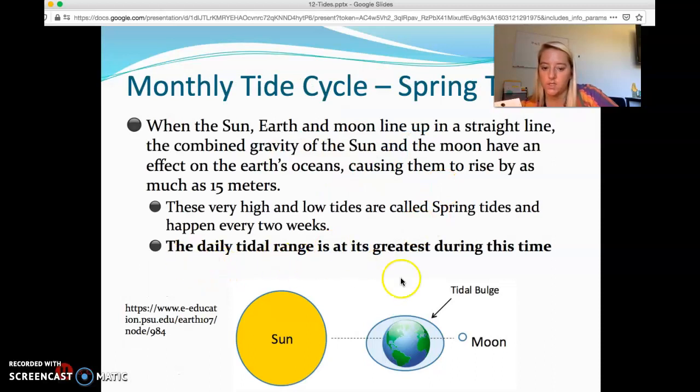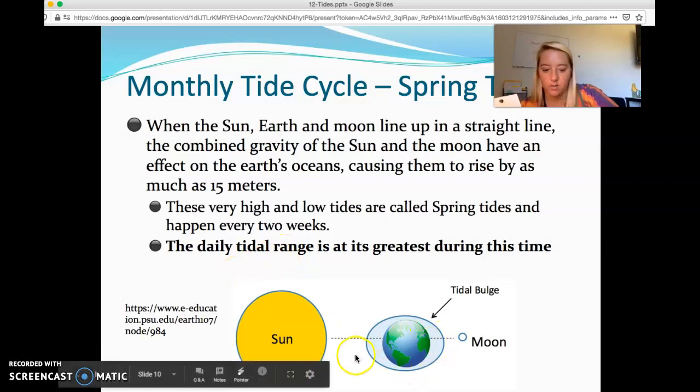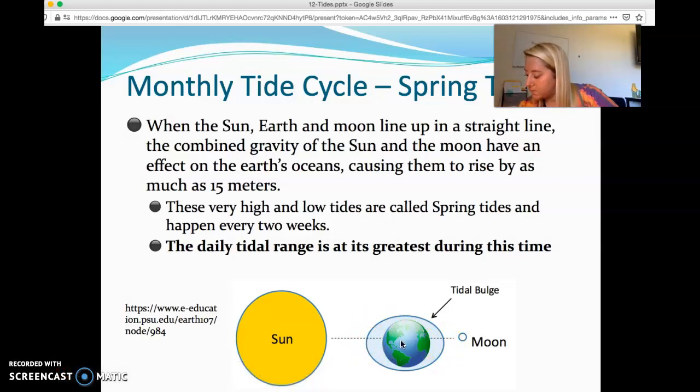And the daily tidal range is at its greatest during this time, meaning that there's a large difference between high tide and low tide. You can see that here. The tidal bulge is very, very large for your high tide and very low for your low tides.